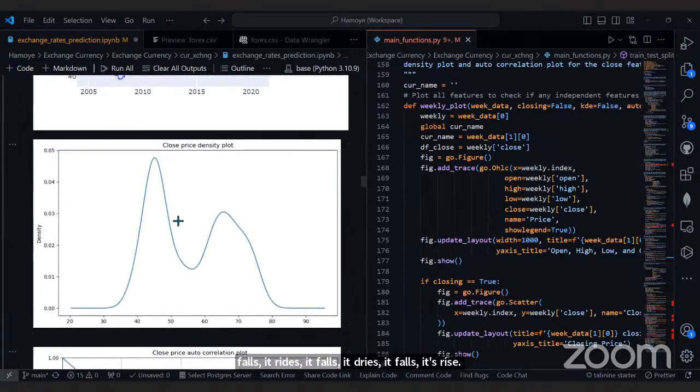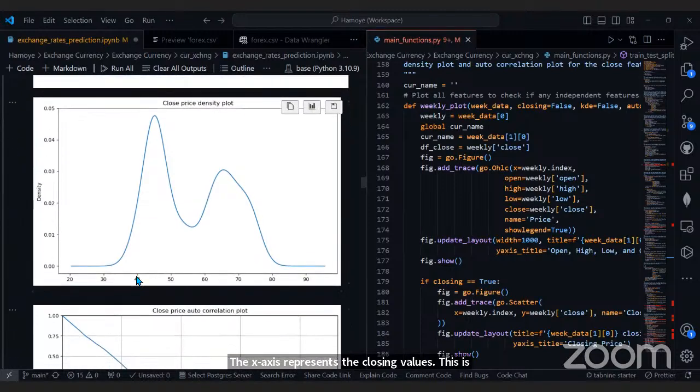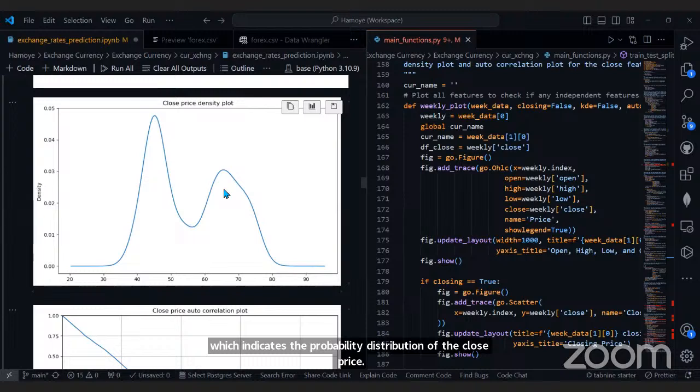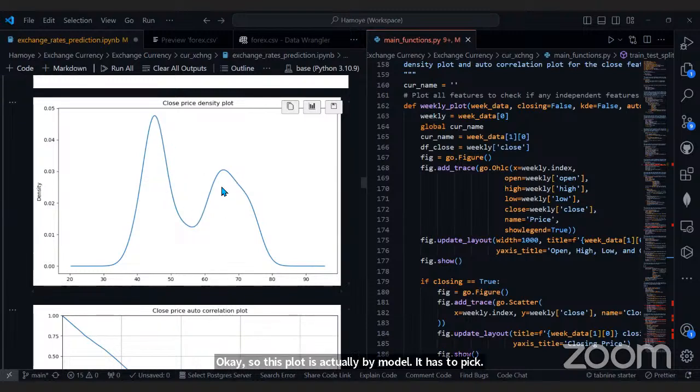Then we have the density plots. On this density plot, the x-axis represents the closing values, that is the closing price of that data set we plot, while the y-axis represents the density, which indicates the probability distribution of the close price. So this plot is actually bimodal, showing two distinct peaks.